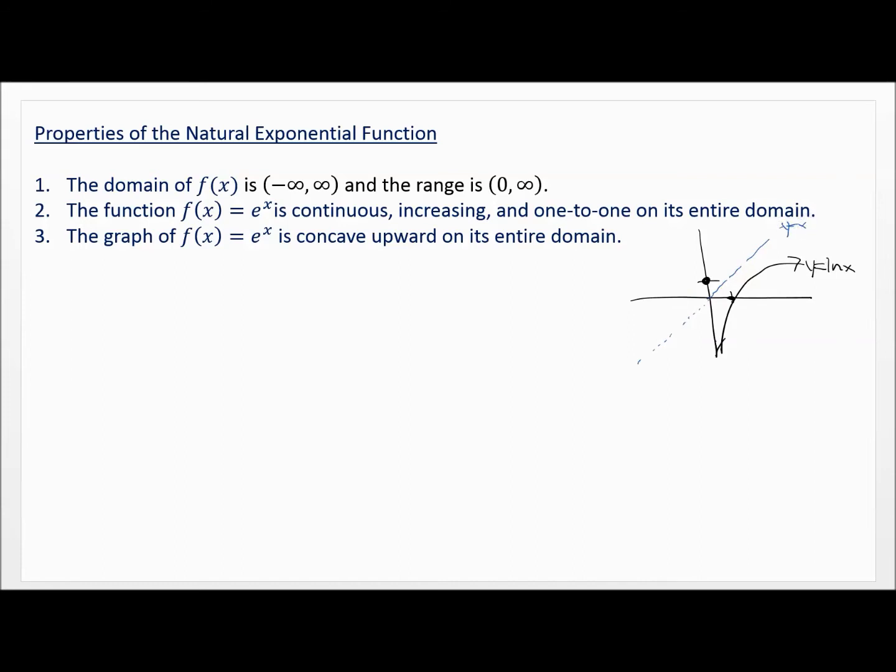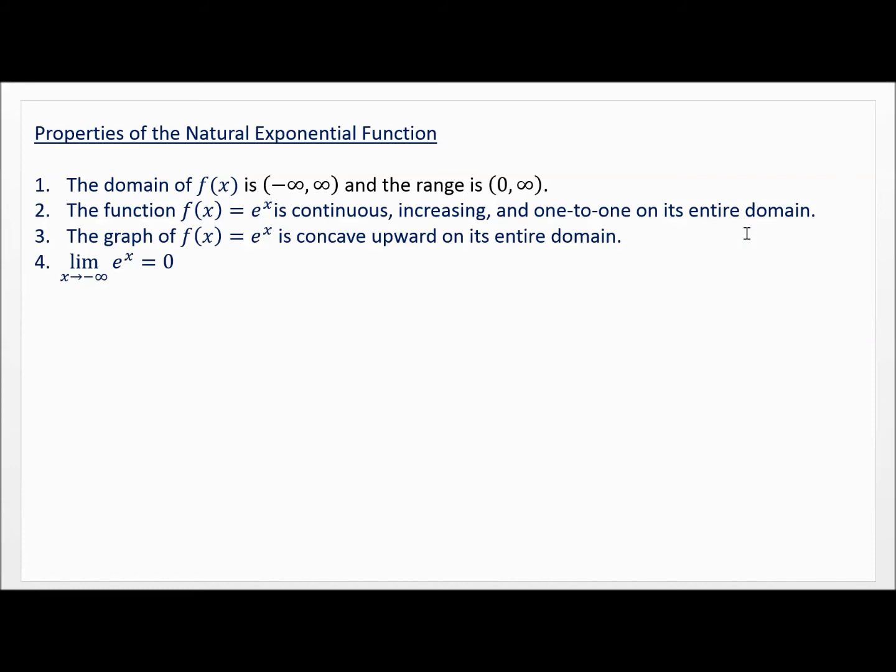So the inverse in green, e to the x, is going to look very similar to that. Notice this point right here, which was 1, 0, turns into 0, 1, and then every other point also switches x's and y's. And you can see from here that the green graph is a continuous function. It's increasing, it's one-to-one, and it's concave upward.